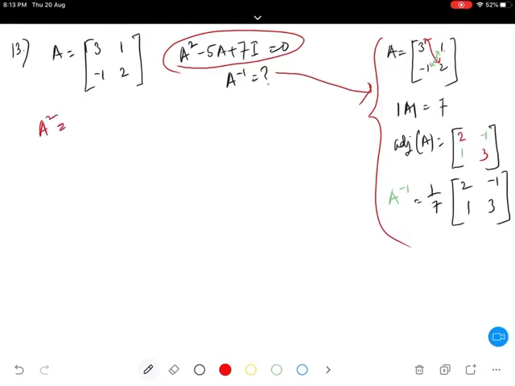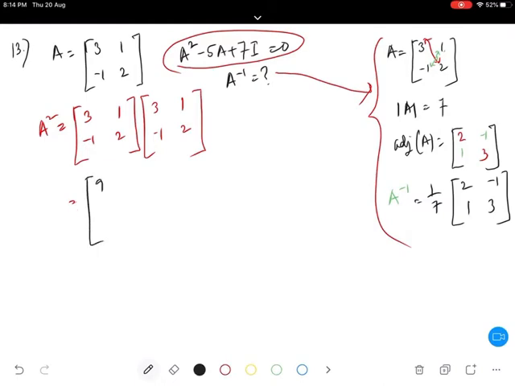So what is A squared equal to? It is [3, 1; -1, 2] times [3, 1; -1, 2]. Tell me fast: 9 minus 1, then 3 plus 2, then minus 3 minus 2, minus 1 plus 4. How much do you get? 8.